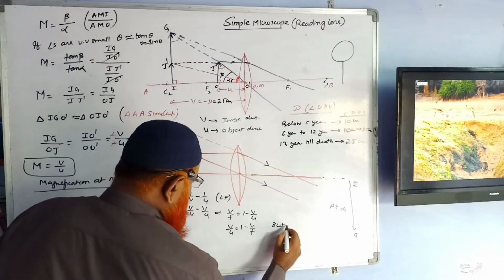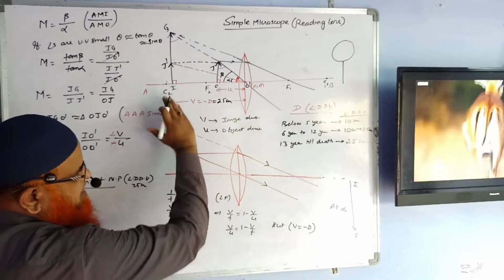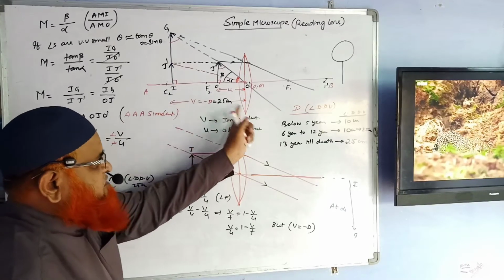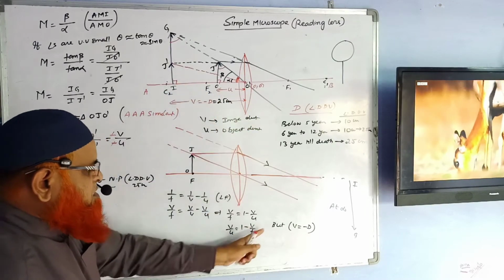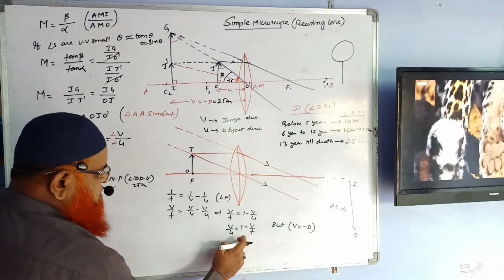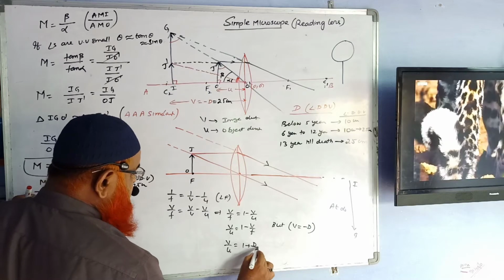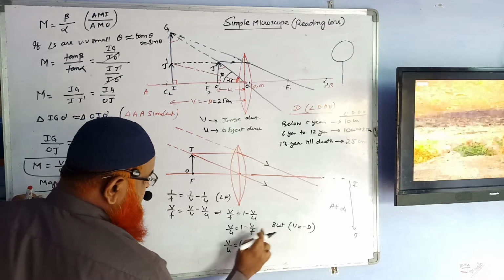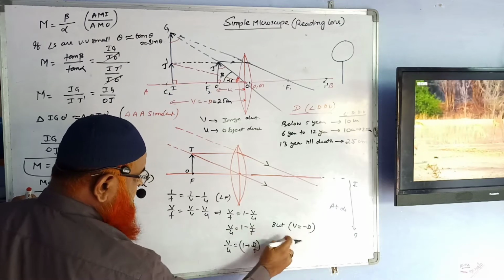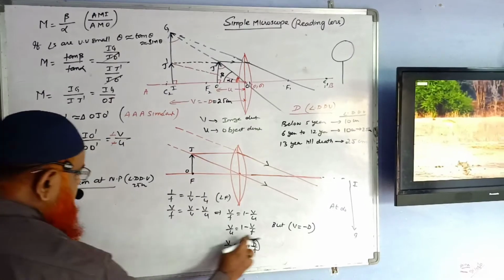But you know v is equal to minus d. You know v is equal to minus d as it is formed left of the origin. As it is formed left of the origin, it is considered to be minus d. If you substitute minus d here, v by u is going to be 1 plus d by f, because minus of minus d, in the place of v if you write minus d, it becomes plus here. So this is called as the formula for v by u.